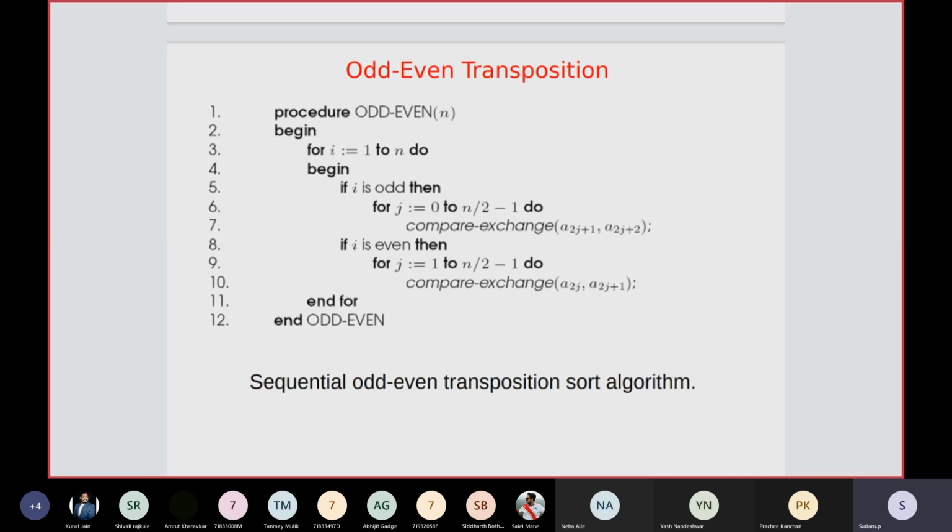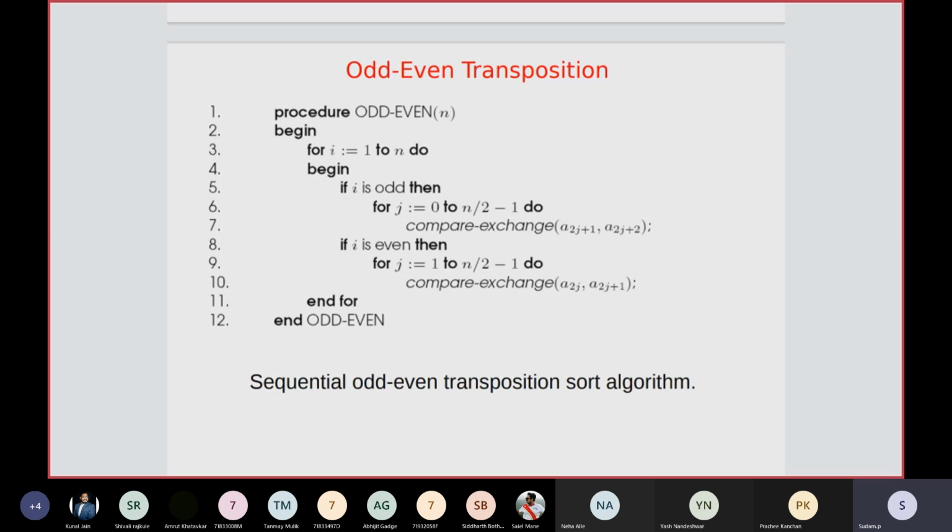So begin for i equal to 1 to n do. Begin if i is odd, then, because in every step you are dividing your elements into two parts, the odd indexed elements and the even indexed elements. If it is starting from 1, then 1, 3, 5, 7, 9 will be the odd indexed elements, also called the odd elements. And those at places 2, 4, 6, 8, 10 are the even indexed elements, also called the even elements. So you have to remember this process.